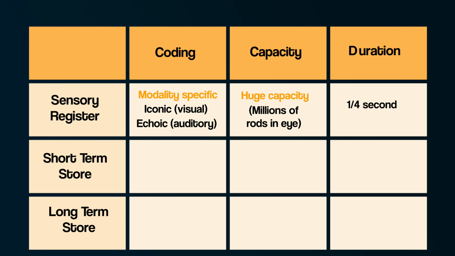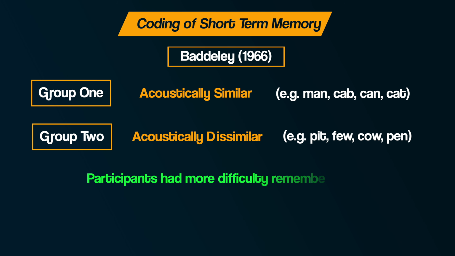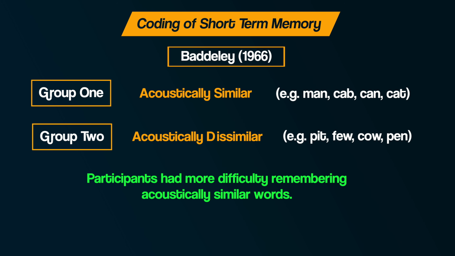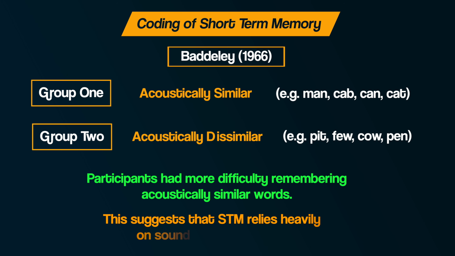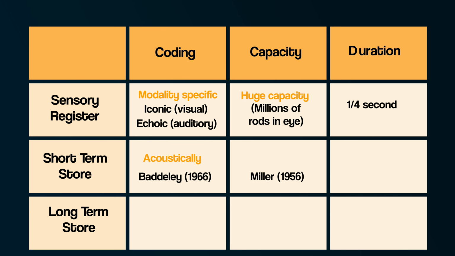This is where we hold information temporarily. We know the coding of short-term memory is mainly acoustic from Baddeley's 1966 research. He found that participants had more difficulty remembering acoustically similar words in the short term, suggesting short-term memory relies heavily on sound-based encoding.